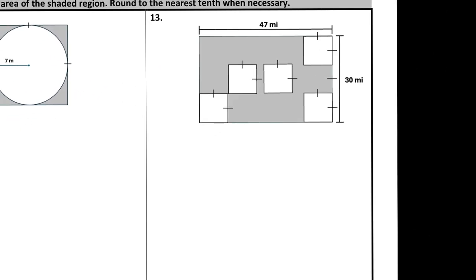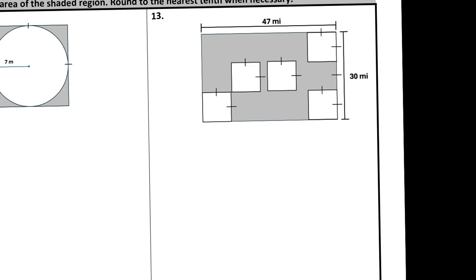Very last one, we have a rectangle as our total area, right? So our rectangle, and for our area, it is base times height. And then we have some squares that have been cut out. Notice that the squares are all the same size. We know that because they all have one little tick mark. Those are all the same.